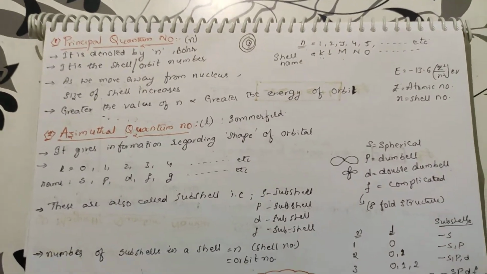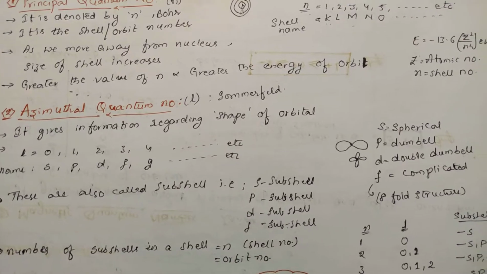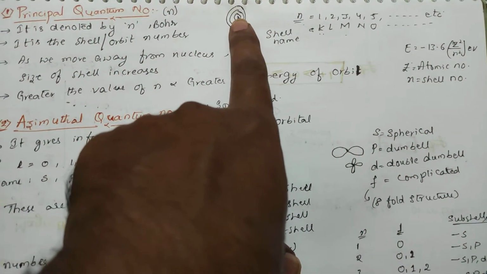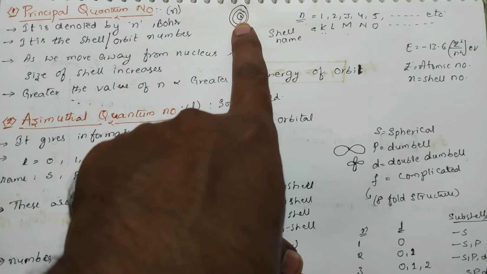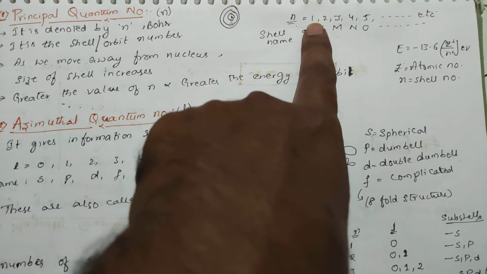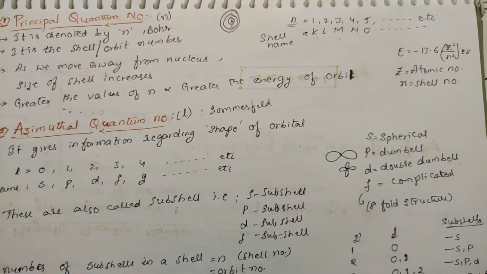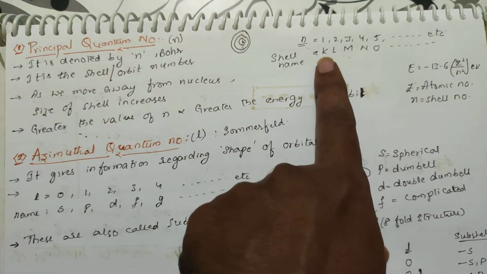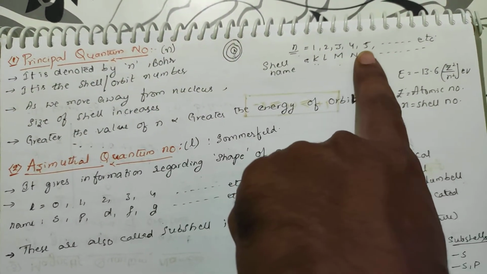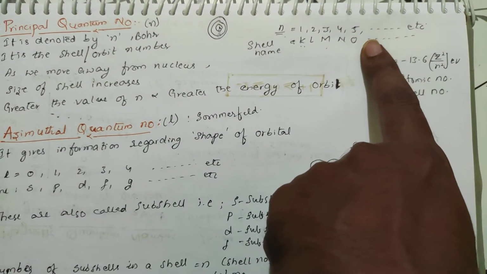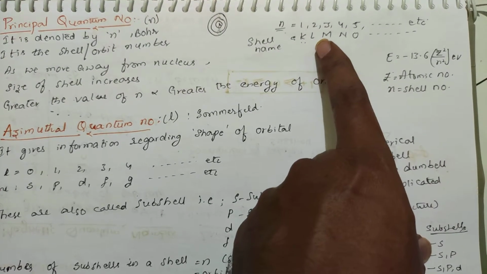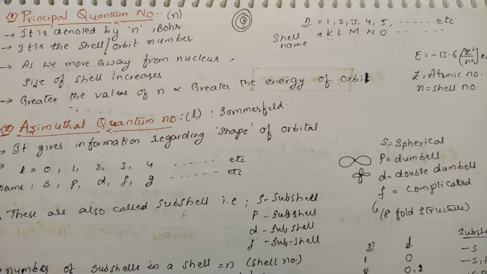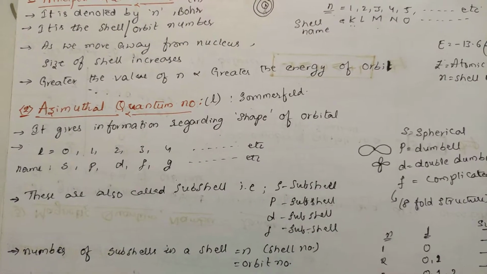What is the importance of n? It indicates the shell number. Suppose this is the center of the atom, that is the nucleus. The first orbit is n equal to 1, indicating the orbit number or shell number. If n is equal to 2, it is the next orbit. So he has given first, second, third, fourth, fifth orbit and so on, and some alphabets like K, L, M, N, O and so on. So n indicates the shell number or the orbit number.